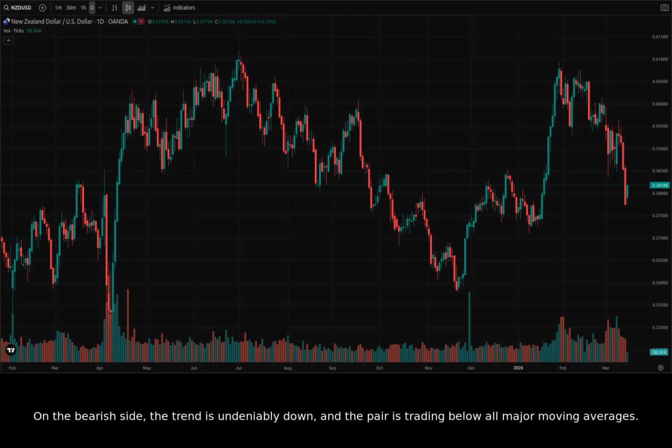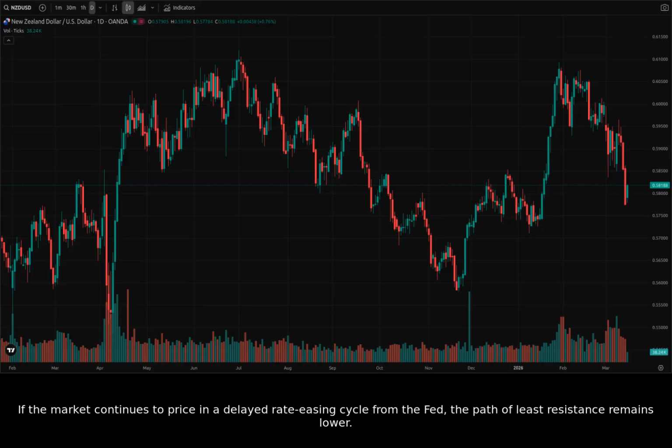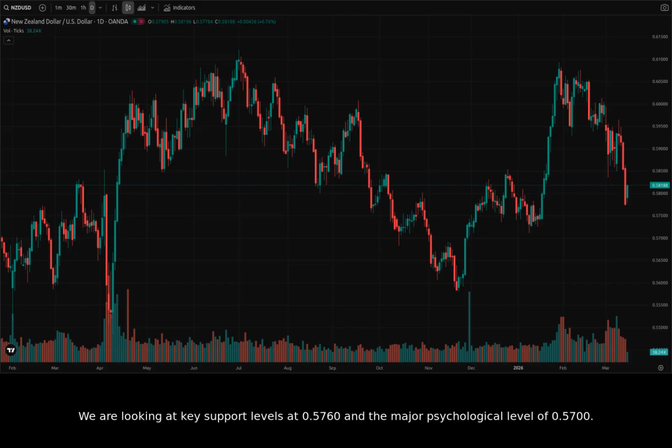sign. On the bearish side, the trend is undeniably down, and the pair is trading below all major moving averages. The persistence of high oil prices will keep the Fed hawkish and the USD strong, which is inherently bad for the Kiwi. If the market continues to price in a delayed rate easing cycle from the Fed, the path of least resistance remains lower. We are looking at key support levels at 0.5760 and the major psychological level of 0.5700. If those fail, the next historical target is the 2022 low near 0.5510, though that is a long-term extreme.